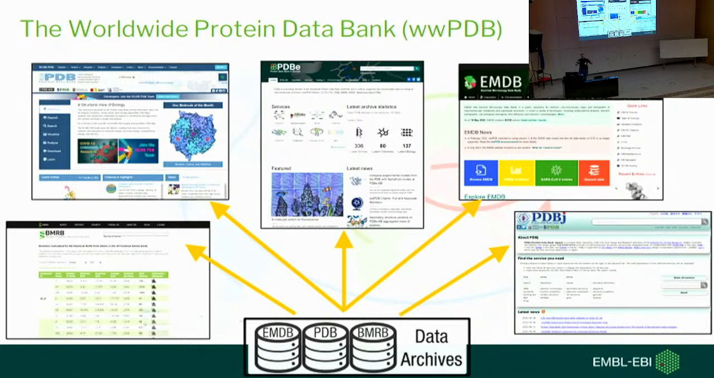But there is one general deposition system known as OneDep, which works for all, and the data which are deposited into it are then spread to the rest of these databases. This database was established in the 1970s, and therefore is the oldest open data database we currently have. And it's a kind of pioneer in open science.